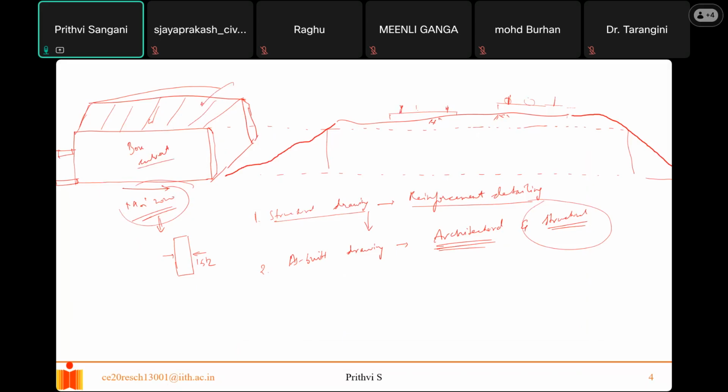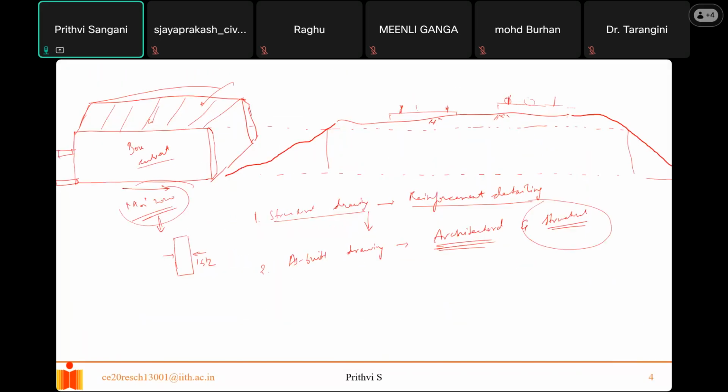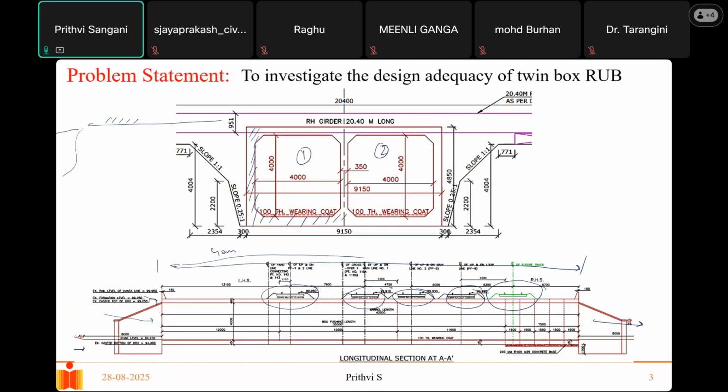So that's where they came to us for doing a load testing on this beam. Oh, sorry, on this culvert. So they gave us these drawings. The only inputs which we got is this drawing. That's it. Only input that we got is these drawings, the length, dimensions, everything. These are the drawings that we have obtained.